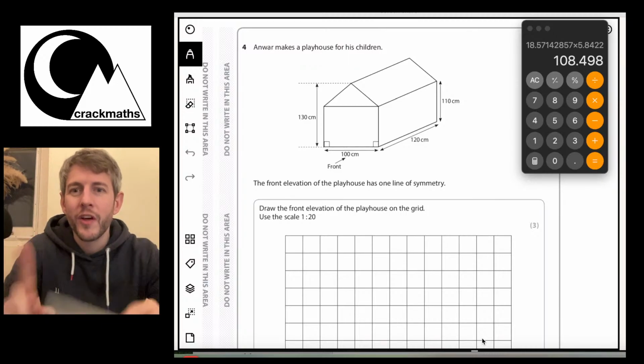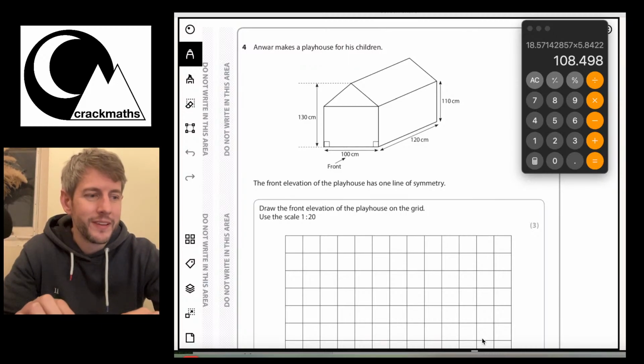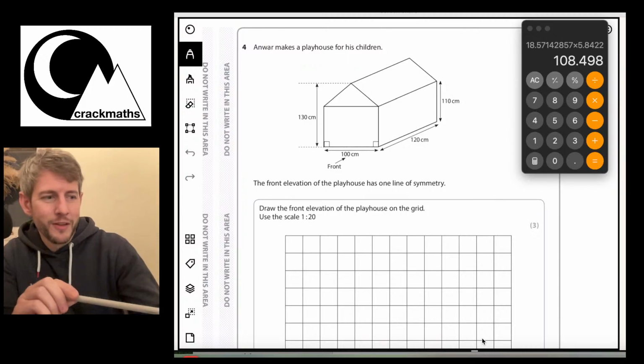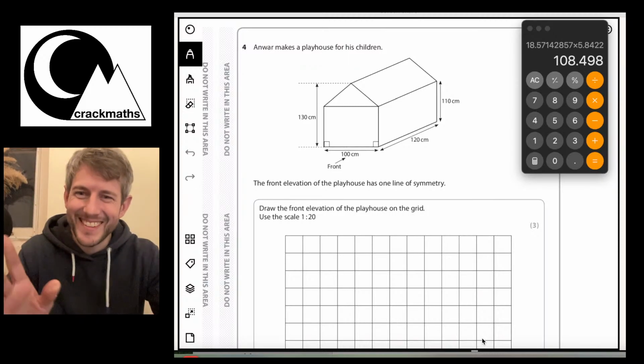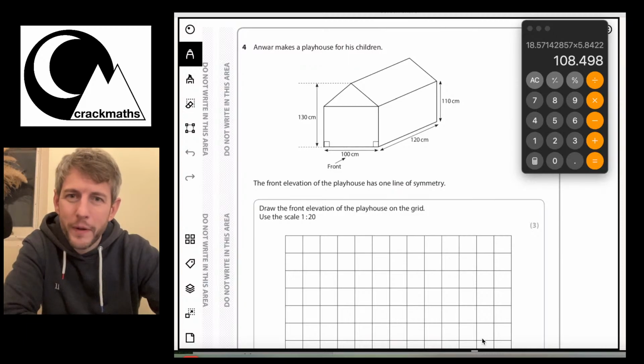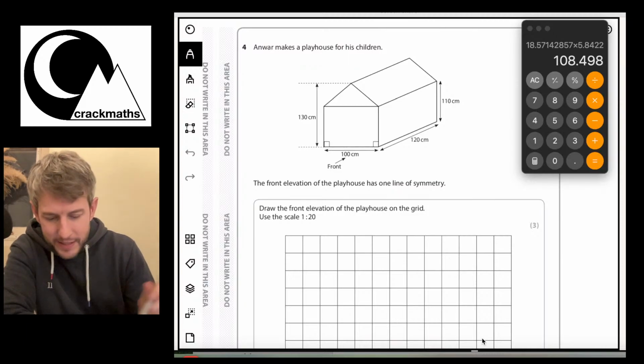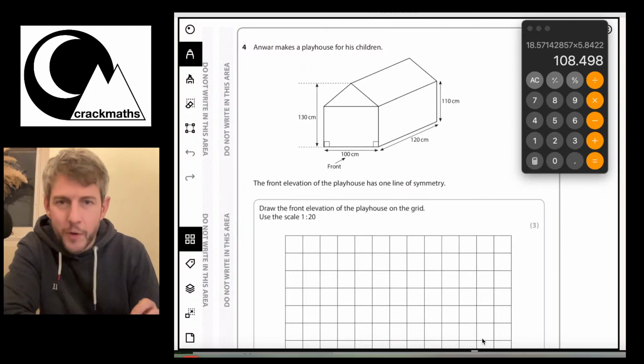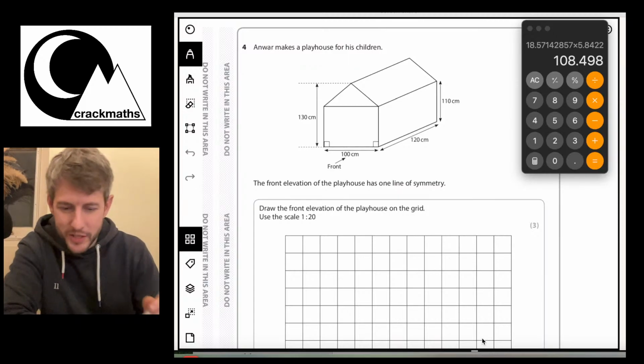In the first half of today's session we looked through part 1 of an Edexcel paper, and we actually got up to, in fact, let me just go back to the start, just to show anyone that's joining now the paper that we're doing.